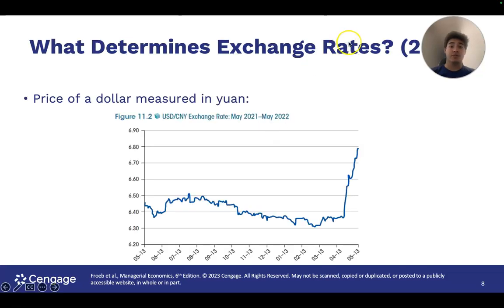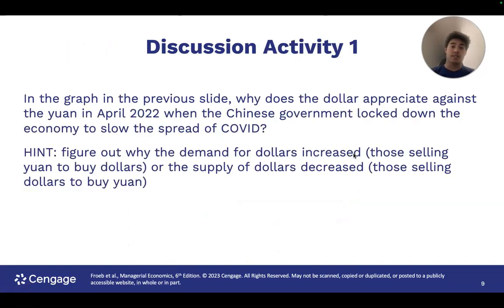And so what determines the exchange rates? So seeing here, you can see this is the Chinese yuan, and right now it's sitting around 6.5, but then it started decreasing slightly, and then all of a sudden it exploded up here to one US dollar was equivalent to roughly 6.8 Chinese yuans. And in the next slide, it'll talk about why this happened.